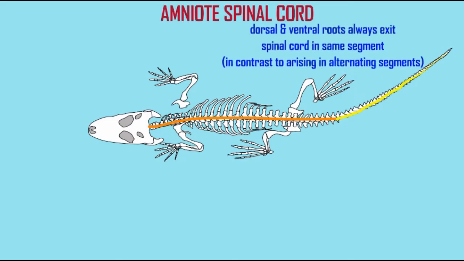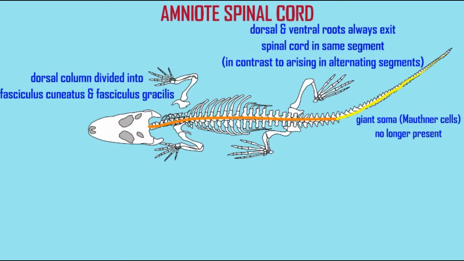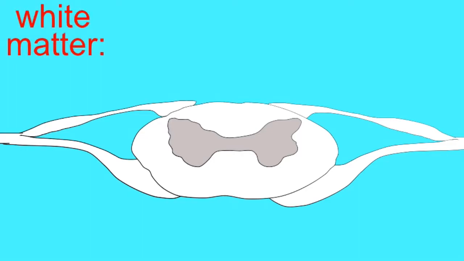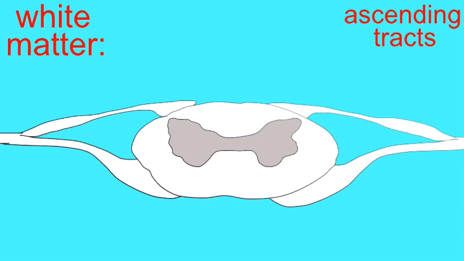Ancestral amniotes evolved a number of modifications to the spinal cord which are retained in humans. The dorsal and ventral roots always exit the spinal cord in the same segment, as opposed to arising in alternating segments, which can occur in more primitive vertebrates. The giant soma present in the spinal cord in fish and larval amphibians are no longer present.